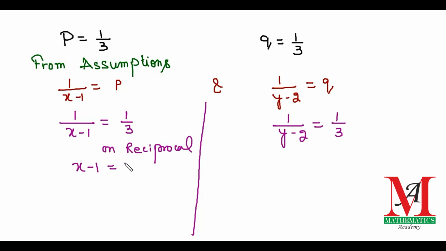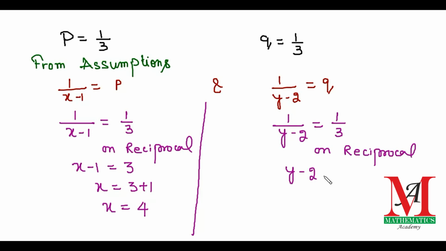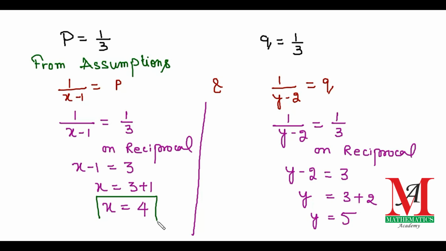On reciprocal, x minus 1 is equal to 3 and x is equal to 3 plus 1, and the value of x is 4. On solving the other condition, again we take the reciprocal. Therefore y minus 2 is equal to 3 and y is equal to 3 plus 2, and we have the value 5. Now after applying the certain conditions, we have the values of x and y, and that is our result.